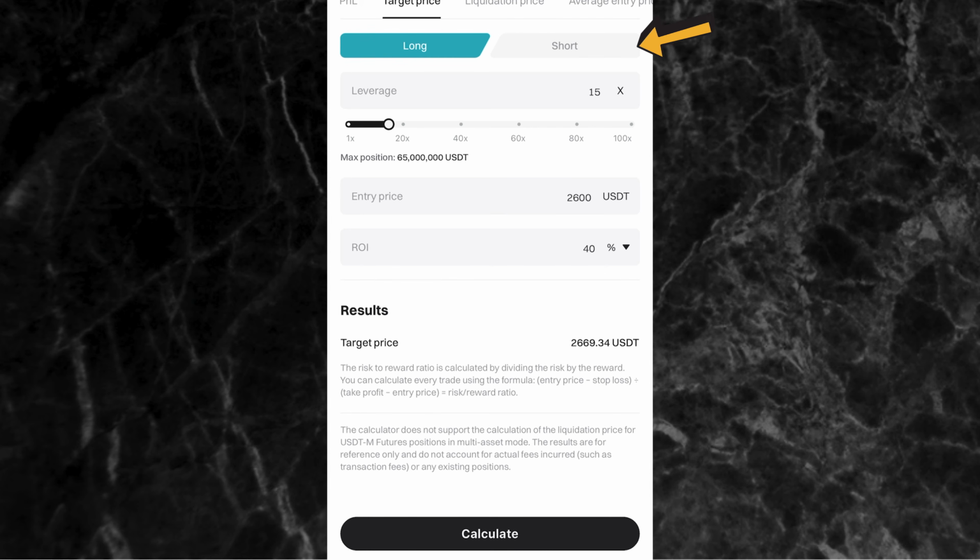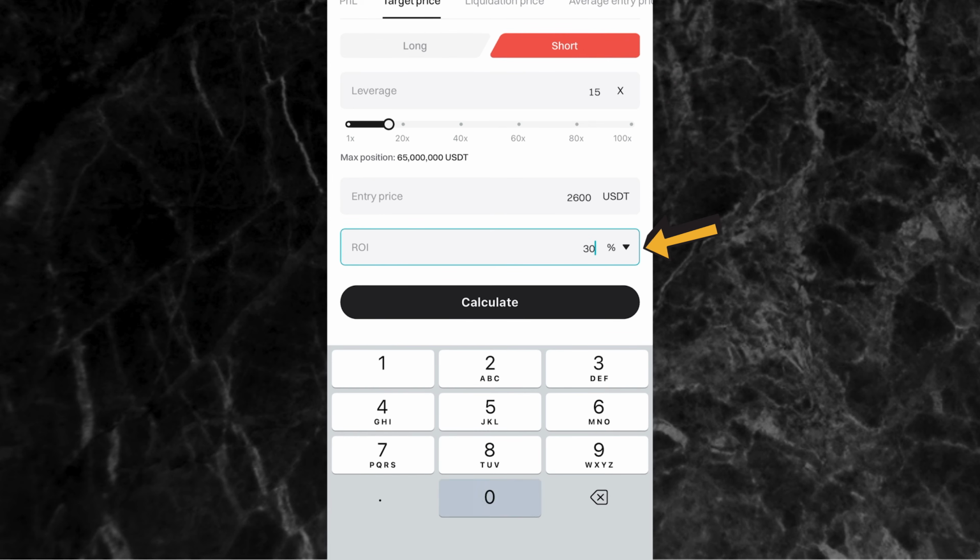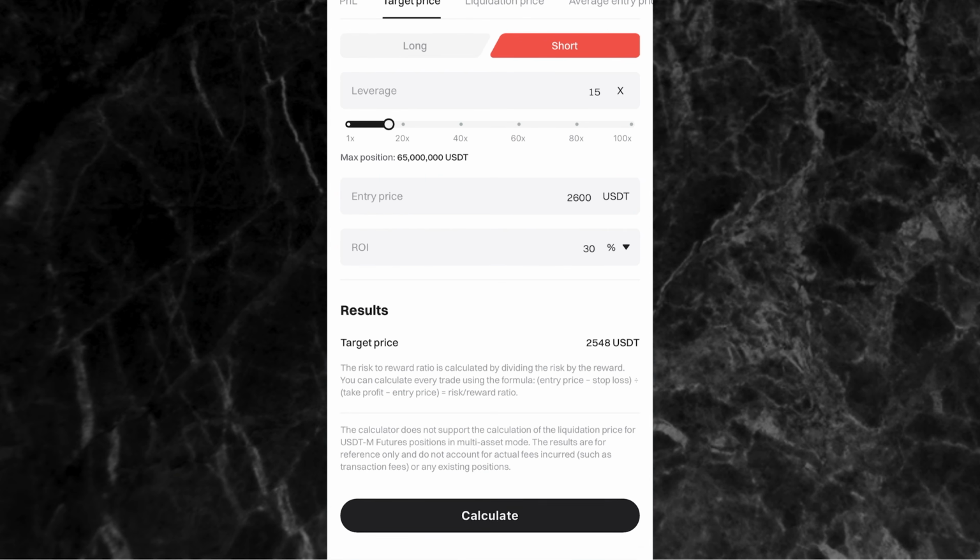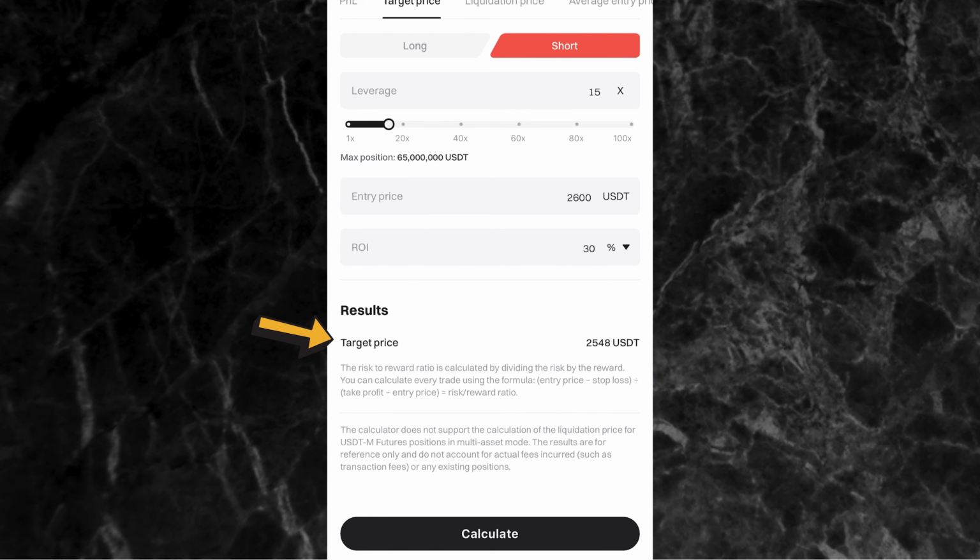Also, if you are shorting, just come right here to where you have short. Pick the leverage, let's leave it at 15x. And the entry price, let's leave it at 2,600. Then for the profit, let's say you want to make 30% profit, then click on calculate. And you can see right here, your target price should be 2,548 USDT. I hope you've seen it. So this is how you can also use the futures trading calculator to calculate your take profit level.